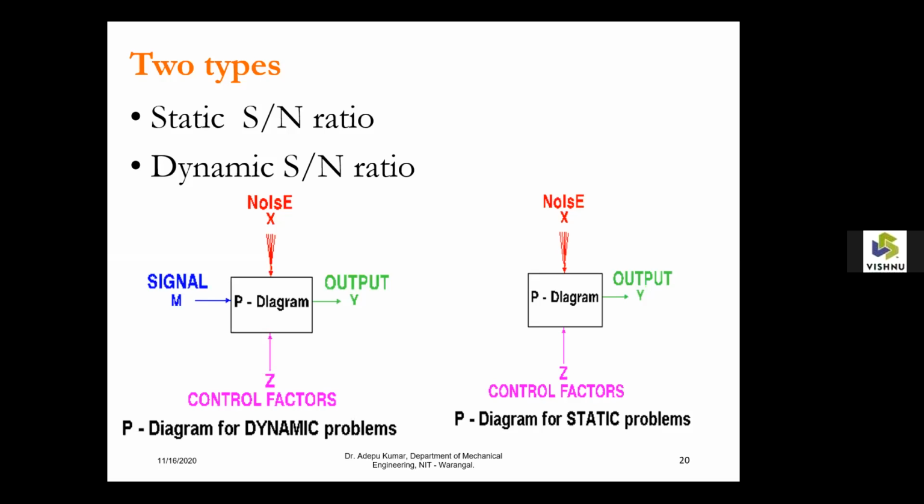So always for analysis purpose, we use static S/N ratio. Why are we not using the dynamic one? Because a lot of non-linear mathematics is involved. A lot of mathematics background is required to know the performance in dynamic conditions. So our restriction is to the static problem, not the dynamic problem.